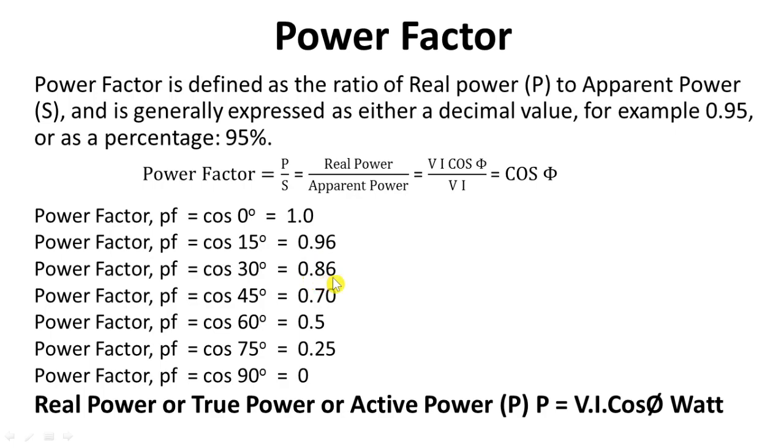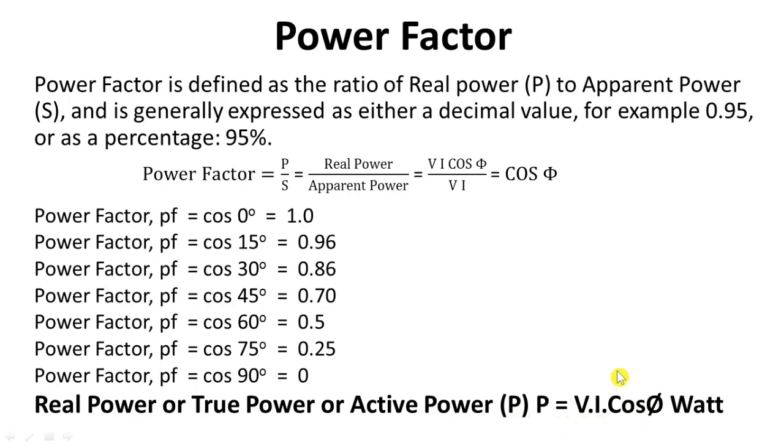If we increase this angle to 30 degrees, then it is 0.86, meaning 86%. As we go on increasing the angle, or phase difference, between voltage and current, this power factor goes on decreasing towards 0, and at 90 degrees, when voltage and current are at 90 degree phase difference, the power factor becomes 0.